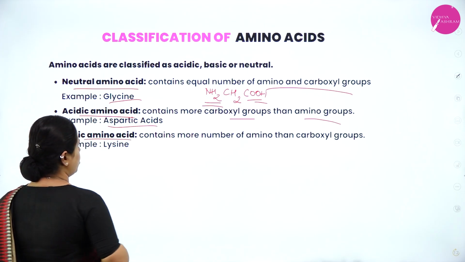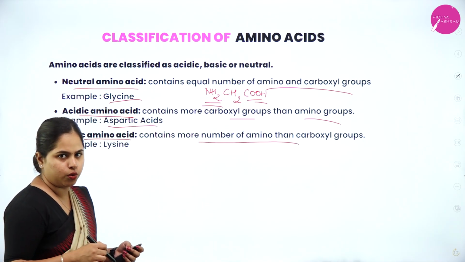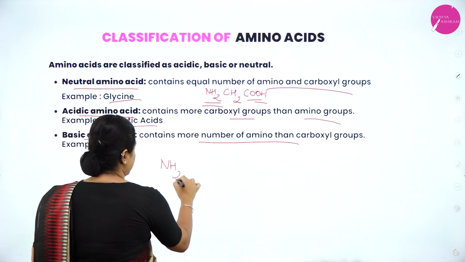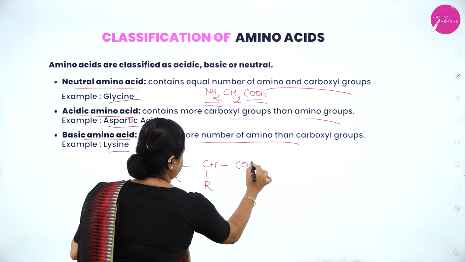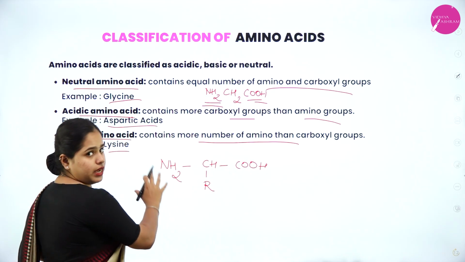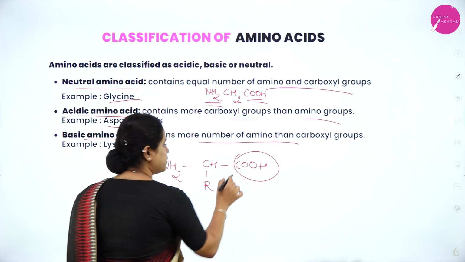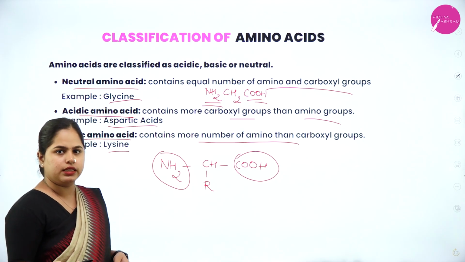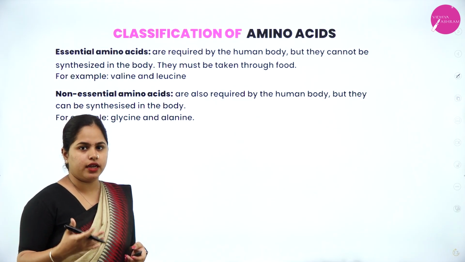Next one is basic amino acid, which contains more amino groups than carboxyl groups, right? An example is lysine. So what you have to remember, the general structure is NH2CHRCOOH. If both of these groups, NH2 and COOH, are equal, then it's going to be neutral. If carboxylic groups are more, then it's going to be acidic. If amino groups are more, it's going to be basic. That's it. Clear? Now, the next set of classification is based on their dietary requirements.